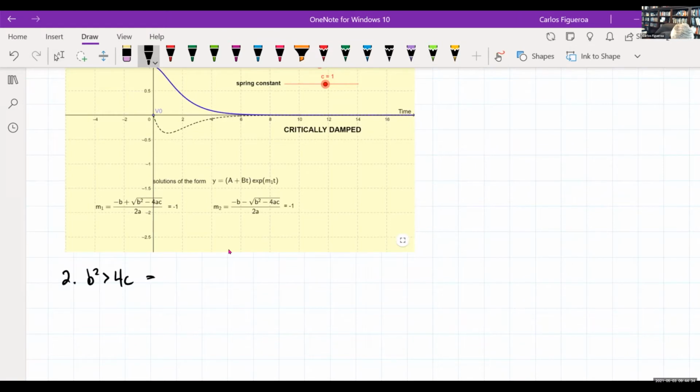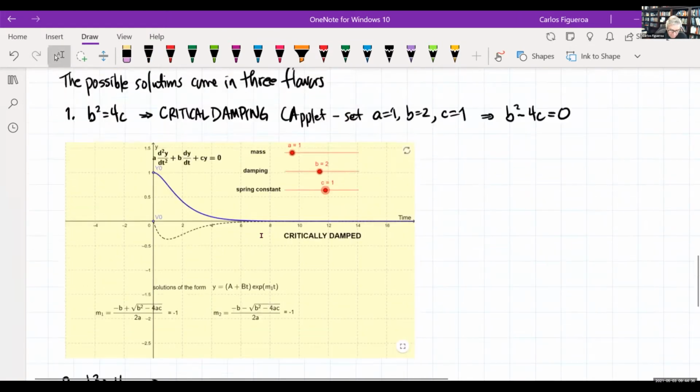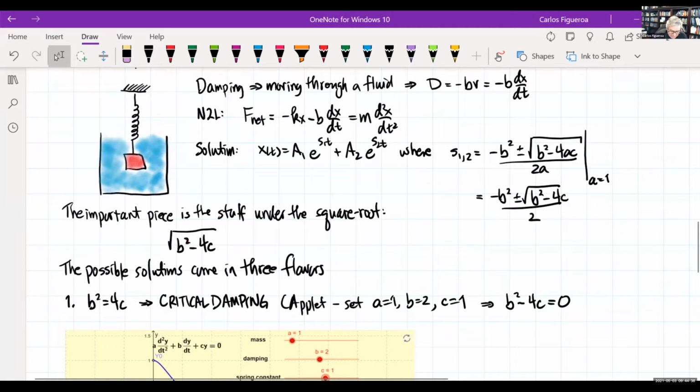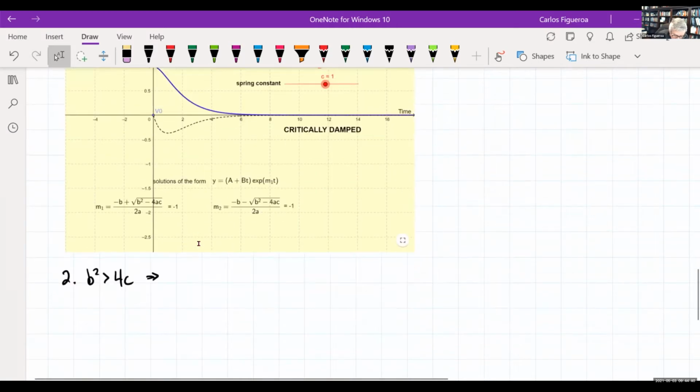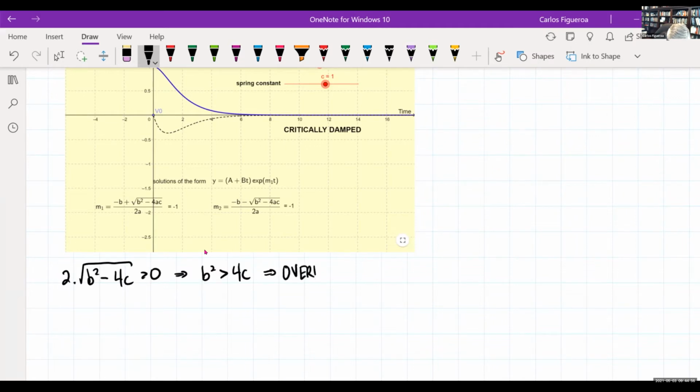When you have this, then the radical, right? The radical is positive. Maybe I should do this here. So if I look at this here, square root, this guy has to be greater than 0, which implies that b squared has to be greater than 4c. And when you get that, you get overdamped. So you have an overdamped oscillation here.